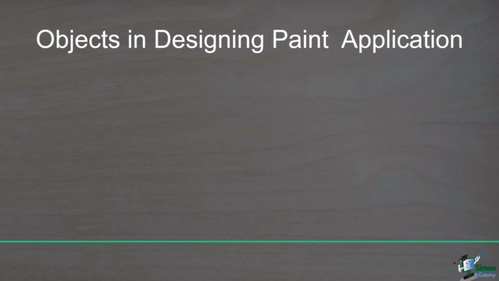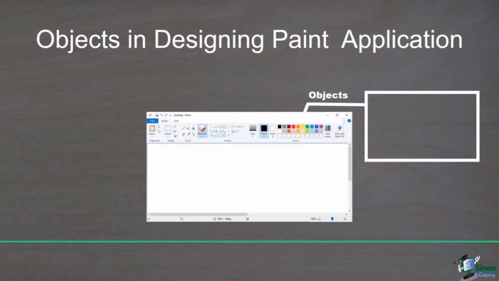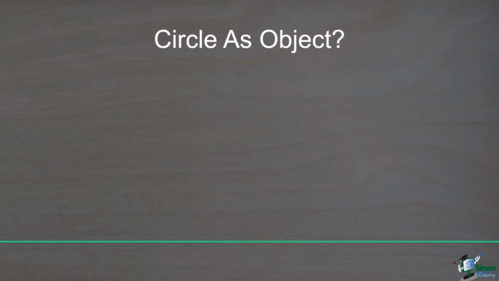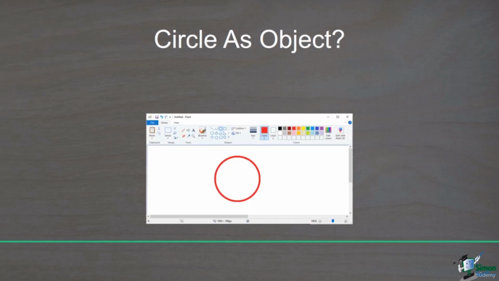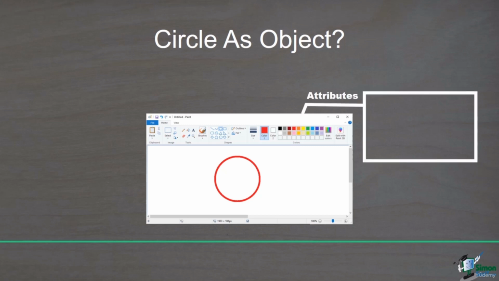As a more abstract example, suppose that you want to develop an application like Paint in Windows. In this application, shapes including circles, rectangles, polygons, and triangles can be considered as an object, and each of them has attributes and behaviors. For example, consider a circle as an object in your mind. What attributes and methods can you think of for a circle? A circle has a radius, color, location on canvas, and thickness.